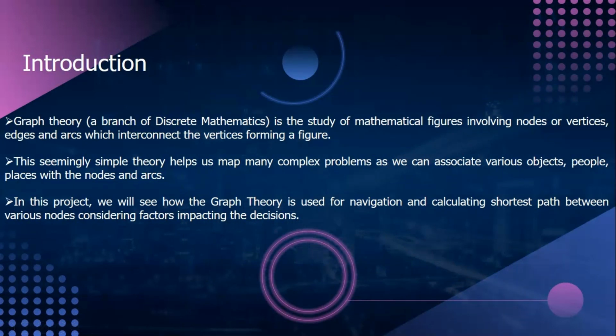Introduction. Graph theory, a branch of discrete mathematics, is the study of mathematical figures involving nodes or vertices, edges and arcs which interconnect the vertices forming a figure. This seemingly simple theory helps us map many complex problems as we can associate various objects, people, places with the nodes and arcs. In this project, we will see how graph theory is used for navigation and calculating shortest path between various nodes considering factors impacting the decisions.